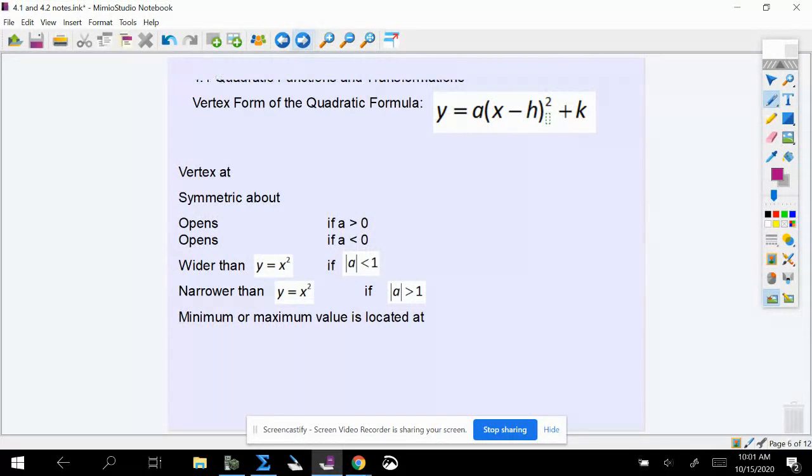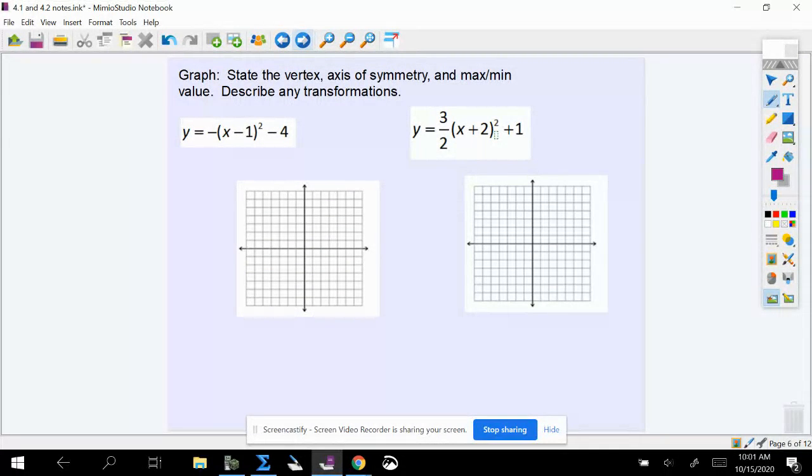We just talked about all of that, so we're moving on. Here are some questions, and they're going to ask you to describe how it moves. Does it go right or left? Does it go up or down? Does it flip? We're going to draw it. We're going to state the vertex, the axis, and if it has a maximum or a minimum value.